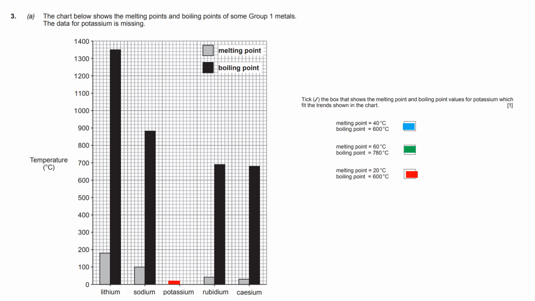For the last one, the melting point's at 20 degrees, which is very far off the line of best fit, and so not good. And the boiling point again is 600, which is again far off the line of best fit, and so not the answer. Therefore, we can clearly see that the answer is the second one.